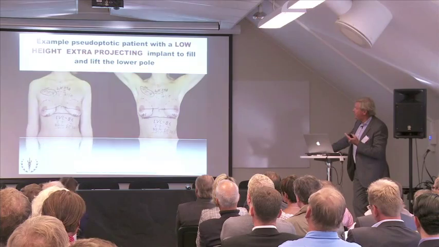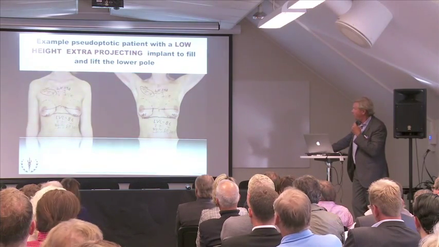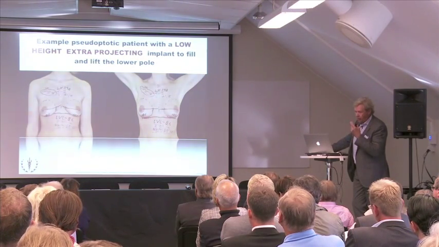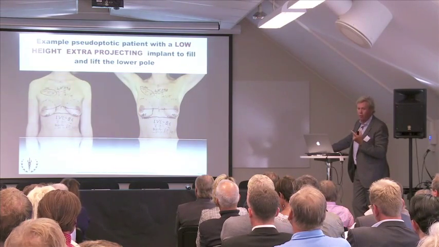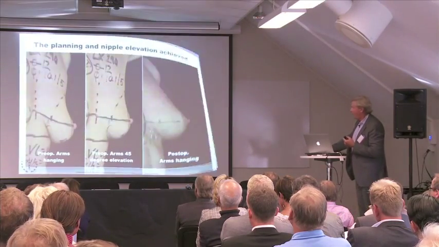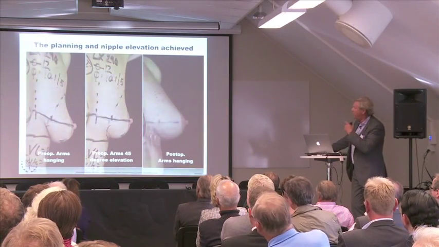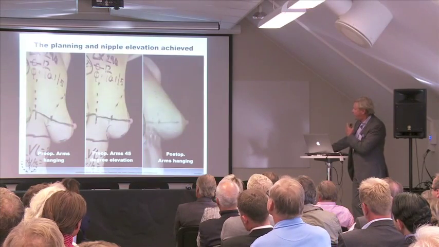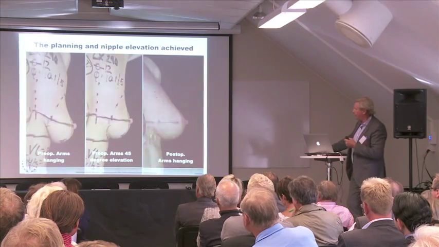So here is a pseudoptotic patient with a short lower pole when she elevates her arm. And to get a good correction, I select the low height implant. But then to fill the lower pole, I have extra projection. And we can see on the left-hand side, preoperative when arms hanging compared to arms elevated to predict a new nipple position in the midline, and then compared to 4 hours postoperatively when the implant has elevated the nipple complex.